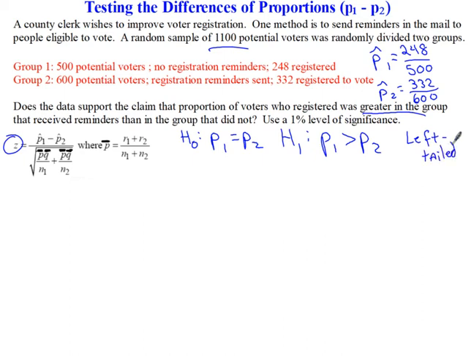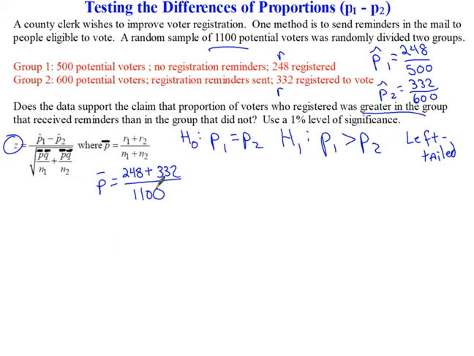Okay, and if you see, I wrote this hat above it, or bar. This is P bar. So P bar is actually an average of your successes, which would be 248 and your 332, over the two n's combined. So in this case, 1,100.